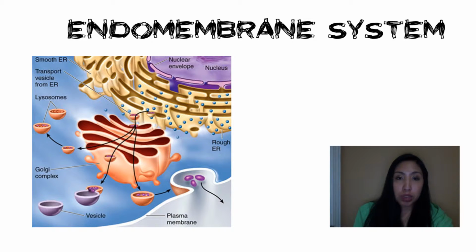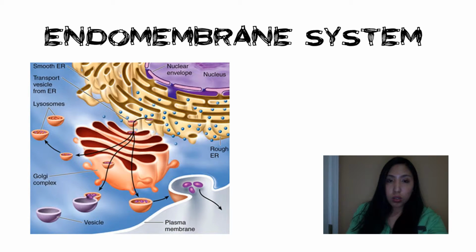The endoplasmic reticulum is composed of two types, the rough ER and the smooth ER. The rough ER is studded with ribosomes, and it's the site where protein synthesis takes place. The smooth ER is not studded with ribosomes and is where metabolic processes take place. The Golgi apparatus is a membrane-bound organelle whose main function is to modify, sort, and package macromolecules that are synthesized by cells for secretion.